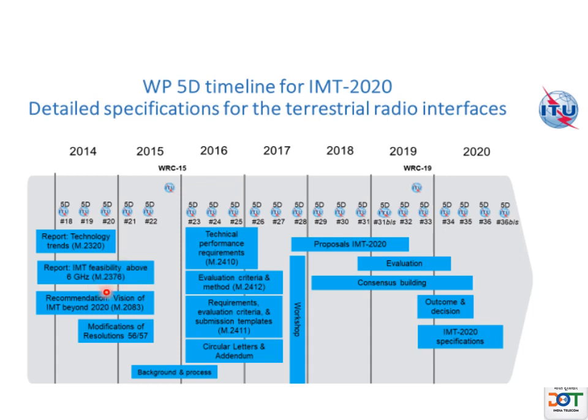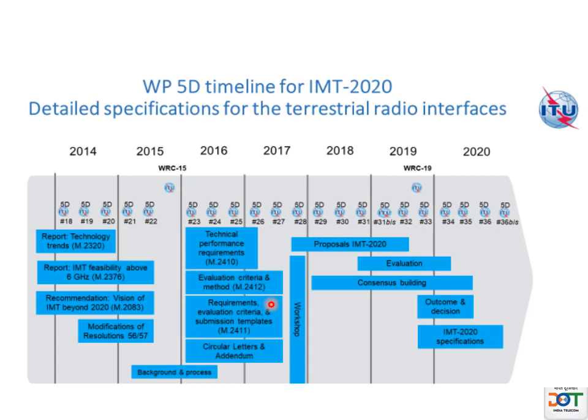So this feasibility study report is in the document M.2376, and then during 2015 the vision for IMT 2020 was published in the document M.2083. This is an important document, everyone should read. And then during 2017, the technical performance requirements of IMT 2020 were published by ITU, which contains technical performance like the minimum peak data rate or minimum peak spectral efficiency or the latency or the reliability or the mobility. All those technical performance parameters are defined in the document M.2410 by ITU, and they also released another document, M.2412, which contains evaluation criteria.